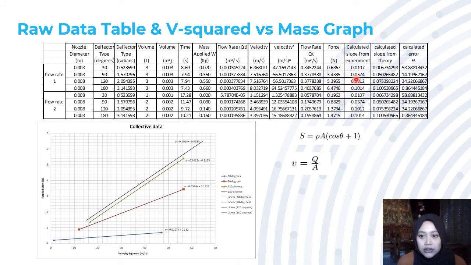Then for the calculated force, that's why we need to plot this graph, velocity squared against applied mass, to find the experimental value of force. The theoretical value is found by using this equation, and this is the calculated error between the two.